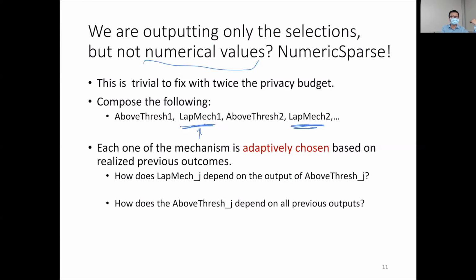The distinction will get clearer in the next lecture. But for now, let's appreciate the fact that the composition theorem in differential privacy actually allows us to handle adaptive composition. So this kind of thing could work. Okay.